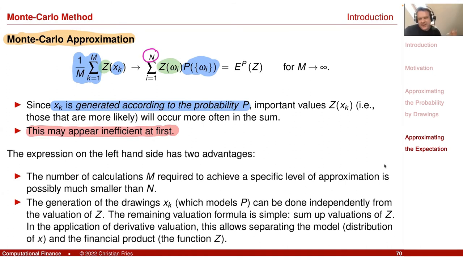The number of events, in my dice it was just 6 events, can be very large. Actually, it can be huge. But the number of elements from the sequence that I need to approximate the expectation, counting the important events more often, could be much smaller. So the number of calculations M required to achieve a specific level of approximation is possibly much smaller than N.